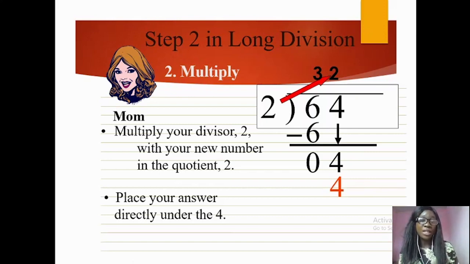So we multiply. Remember, mommy is multiplication. So we multiply 2 by 2, which gives us 4. Now mommy says place your answer directly under the 4. So we've written it as this. 2 times 2, we have it as 4. So mommy is done with her job.